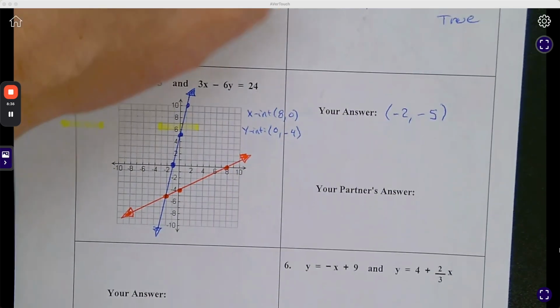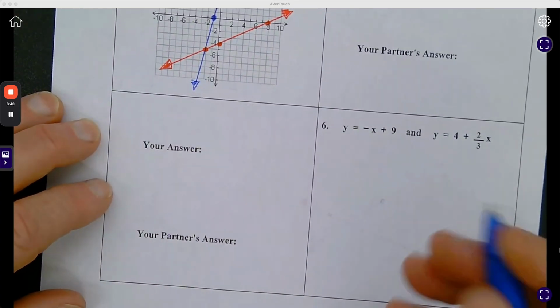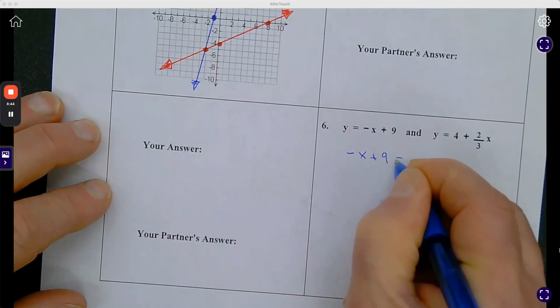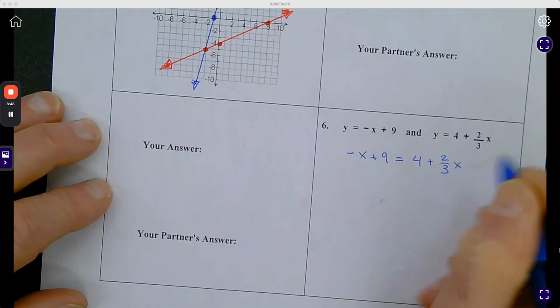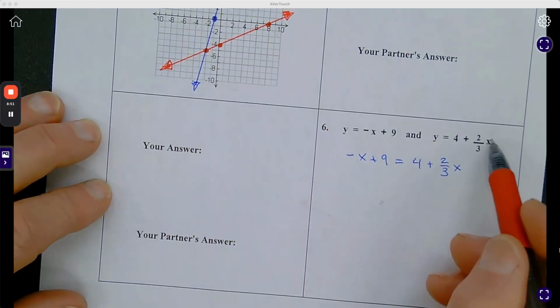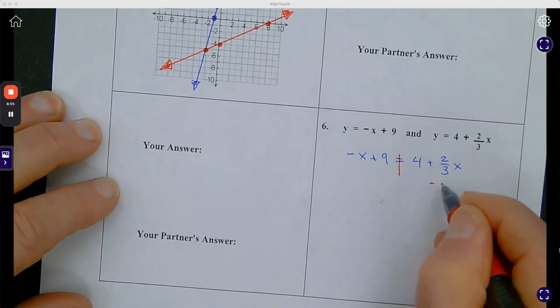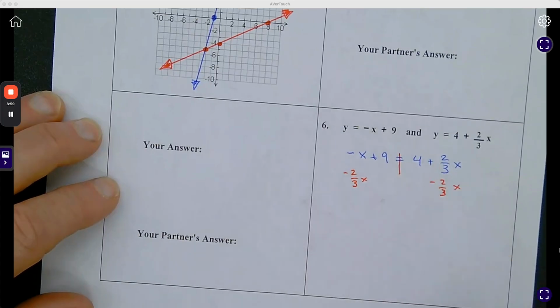Okay, last one, party people, last one. Okay, so equal values method. So I'm going to take negative x plus 9 and set it equal to 4 plus 2/3 x. Don't let it upset you that they put the x and the constant on opposite sides. That's all right. Still going to move those x's over. So I'm going to do that.